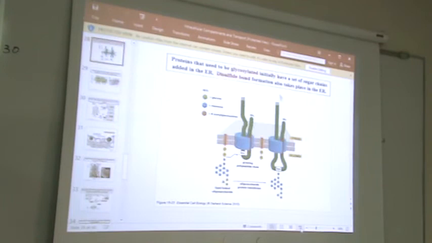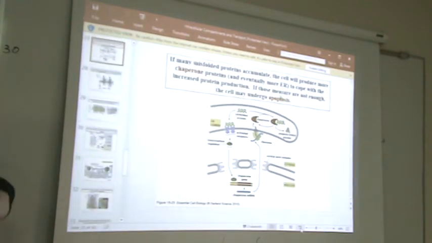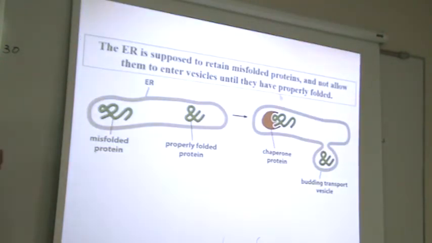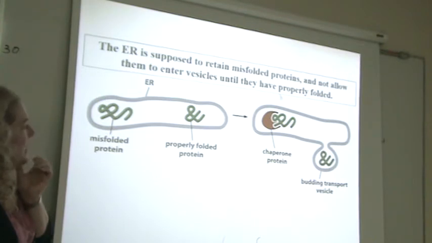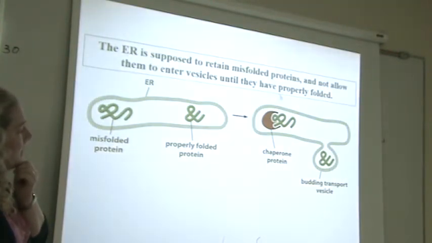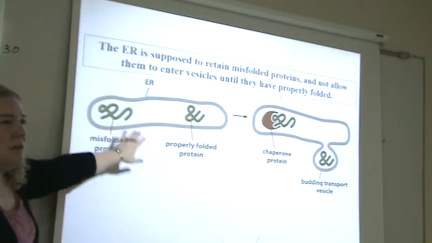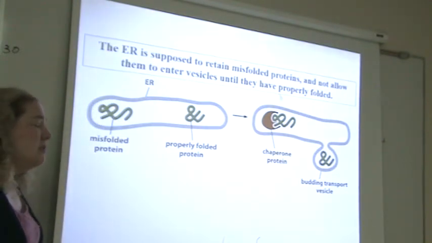Okay. That topic about V snares and T snares is really important for many kinds of processes in the cell. What I'm going to go through next are sort of some additional details of things that can happen within endomembrane system traffic.